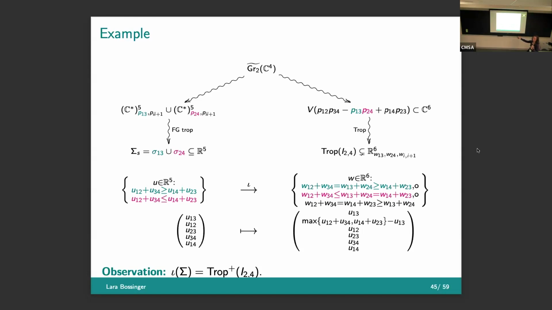So you know that this cluster variety lives completely inside the positive part of its ambient space.